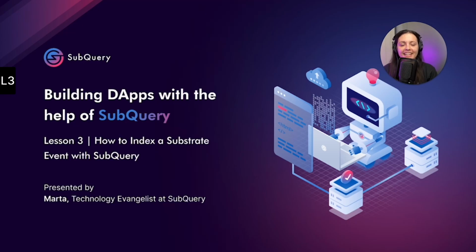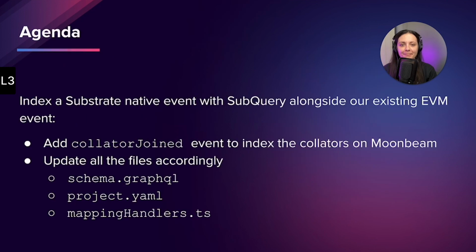This lesson is dedicated to indexing Substrate events alongside Moonbeam data, so let's jump in. The plan is that we'll index a Substrate native event in our existing project from the last lesson. So we will add the collatorJoined event and index it alongside the data that we already have, and we will update all the files accordingly: schema.graphql, project.yaml, and mappingHandlers.